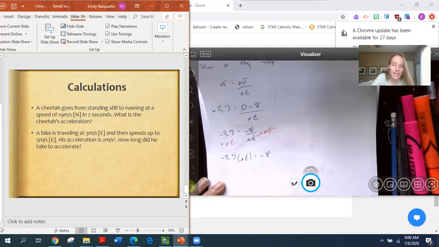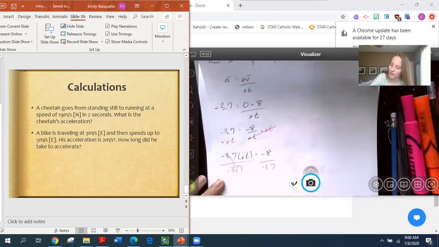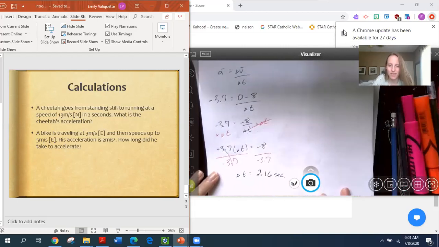And then, of course, to isolate my delta t, I divide by my negative 3.7. So negative 8 divided by negative 3.7 is 2.16 seconds. But it didn't ask for my delta t, which is my total change in time. It already gave me one time, which is 2 seconds, and it wanted to know how long after that they came to a stop.